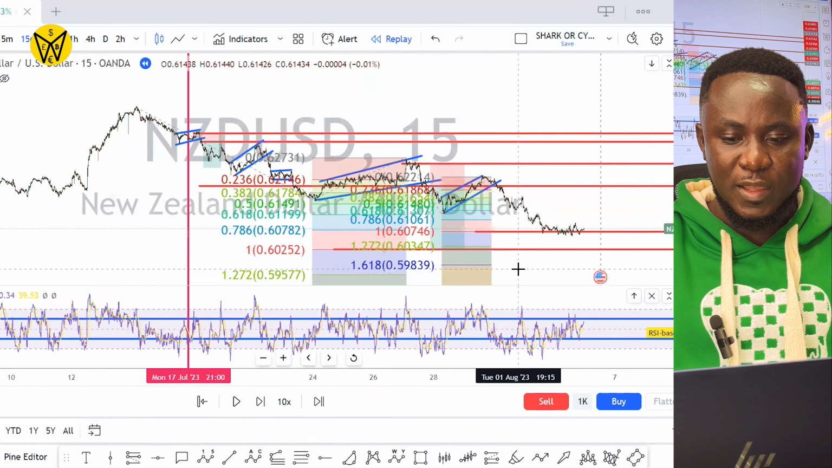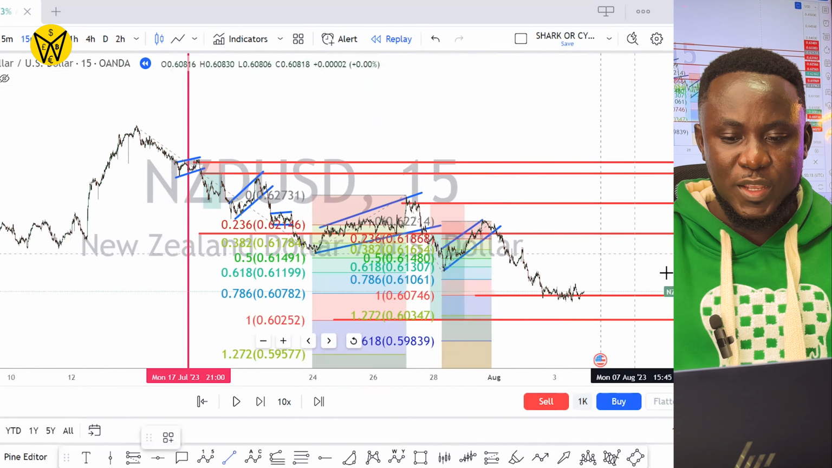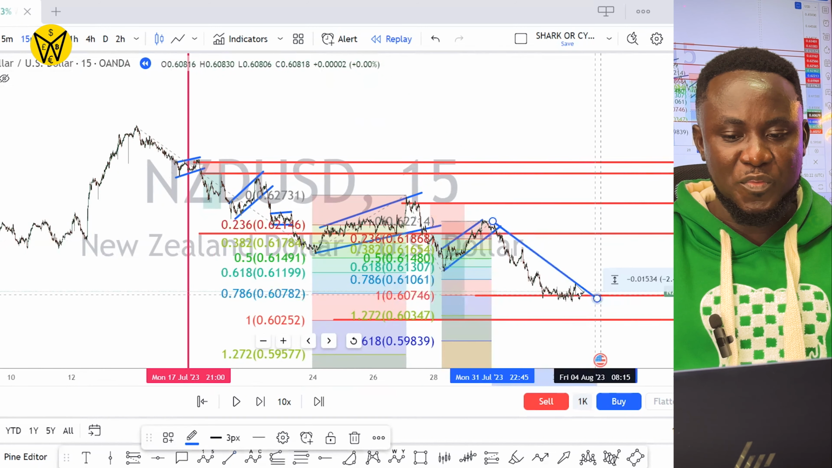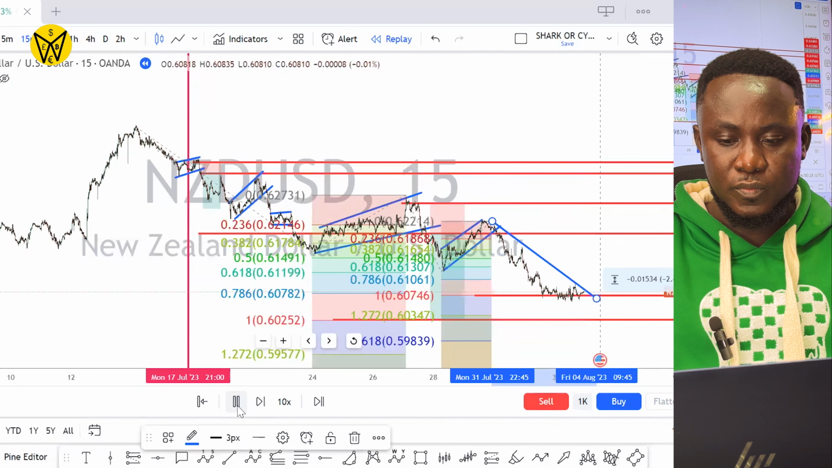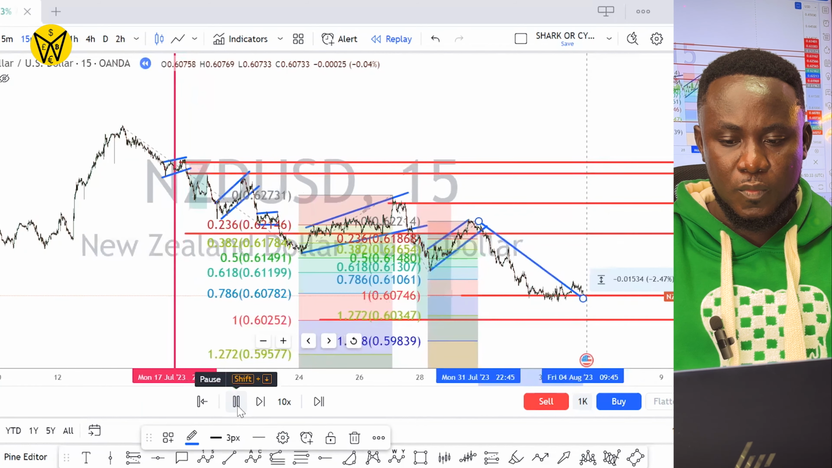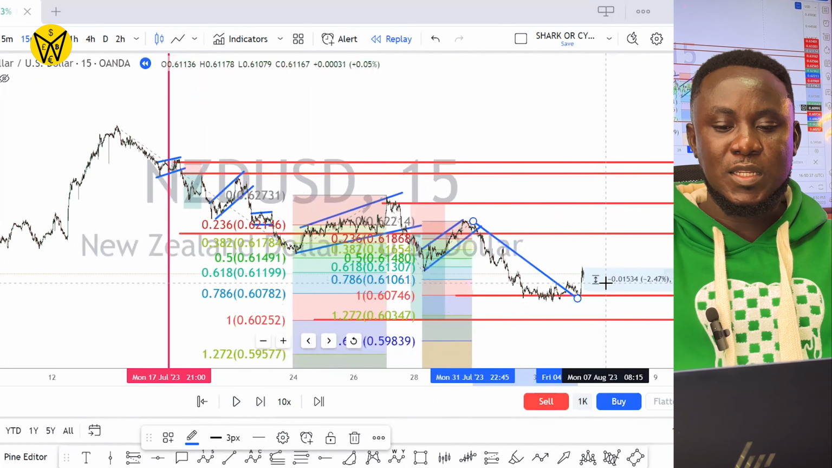So let's see if it will continue to go down here or it will break. Once it breaks, we will exit because we've made a lot of profit, but once it continues to this level, we stay in the trade. So let's go. Now once you see this, just exit the trade.